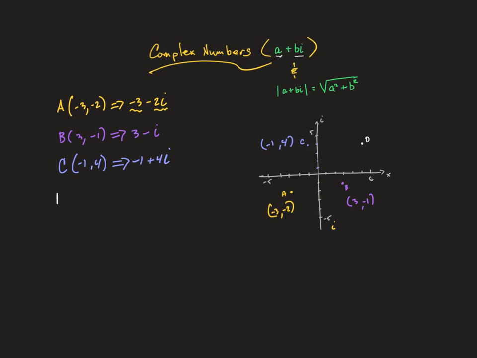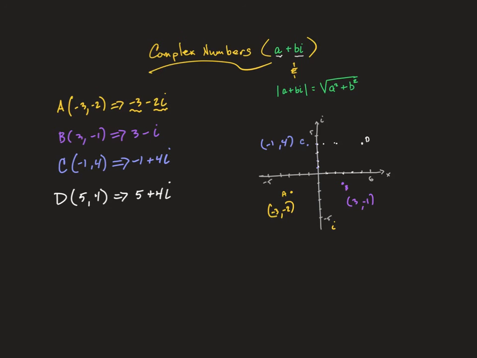And D is going to be (5, 4). So 5, 4, and that is going to transform into 5 plus 4i. So that's how you come up with the complex number.